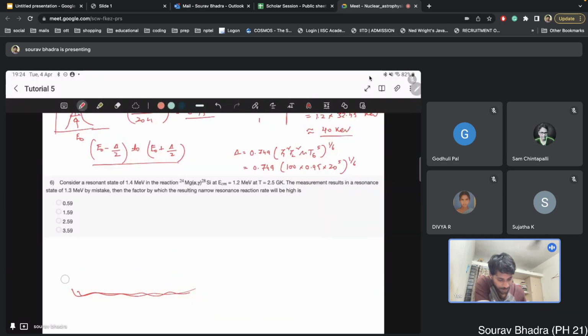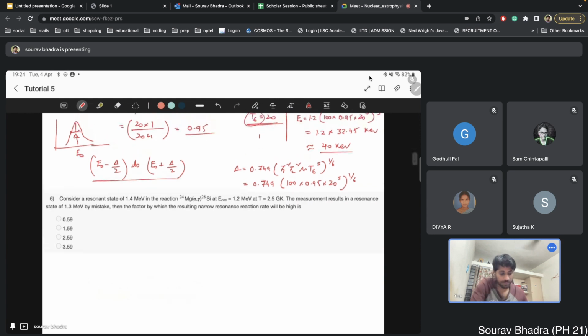I forgot to add one more page between those problems. Okay, so consider a 1.4 MeV resonance state in the reaction. So that means this is a resonance reaction. The energy is also given, the temperature is also given.